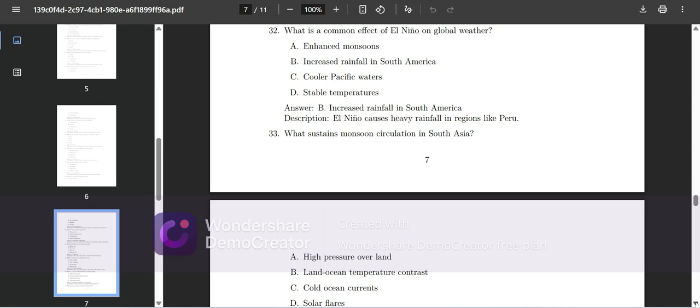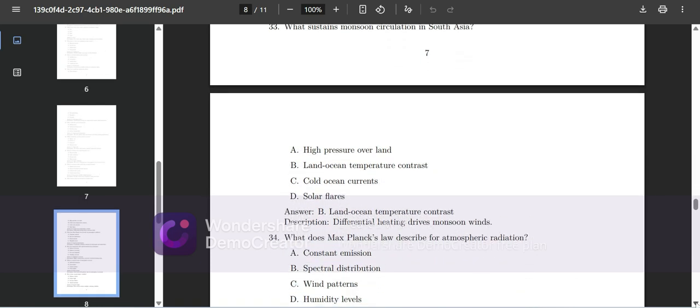What sustains monsoon circulation in South Asia? The land-ocean temperature contrast. Differential heating drives monsoon winds.